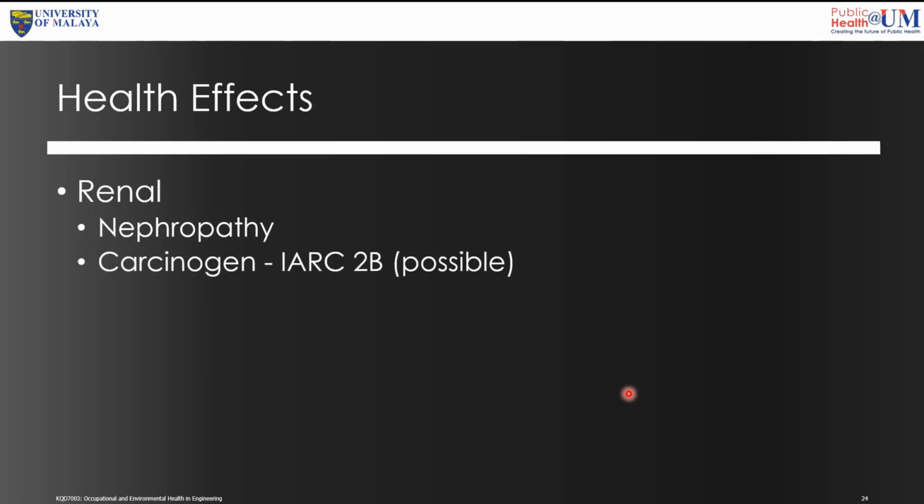Renal is where the lead is basically being excreted, and it causes nephropathy. Basically it affects the nephron, the organs within the kidney that are used to filter out water and filter out substances to create urine. So that's called a nephron. It causes nephropathy, inflammation of the nephron, and the nephron becomes defective. Also, lead is considered a carcinogen, IARC class 2B, which is considered a possible carcinogen.